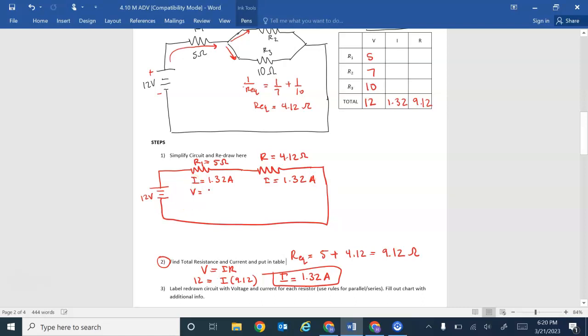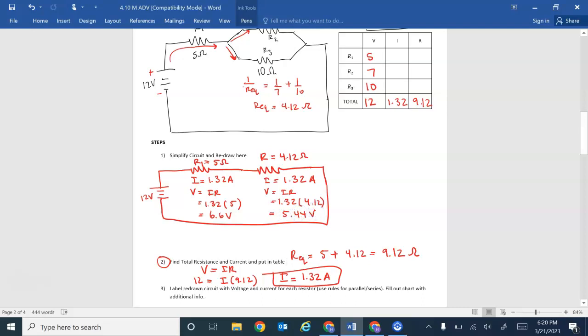Okay, great. Now that you found that, I'll go ahead and post the answer here. So again, I use V equals IR for each of these. So I is what, 1.32 times 5. And I got this to be about 6.6 volts. For the other one, same idea. I is what, 1.32 times 4.12. And I got voltage to be 5.44 volts.